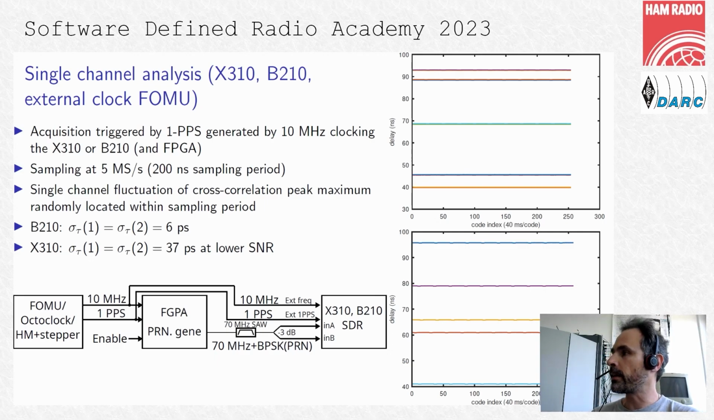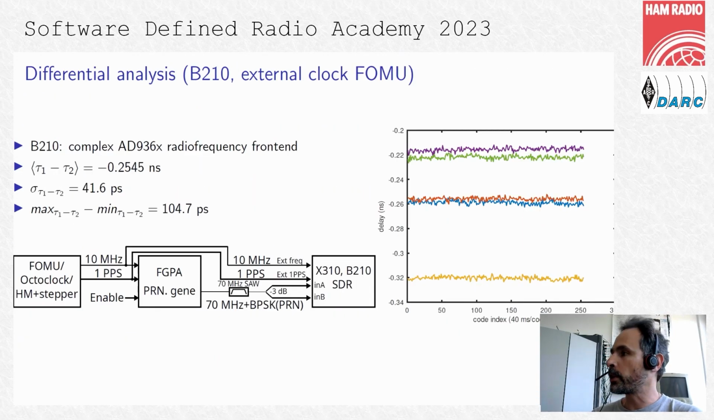So this next slide shows the differential measurement between the two B210 inputs. And here you see that multiple measurements actually do lock to within... So if you look at the y-axis, nanoseconds, we're going from 0.32, so that's 320 picoseconds, up to 220 picoseconds. So now we have max to minimum of 100 picoseconds.